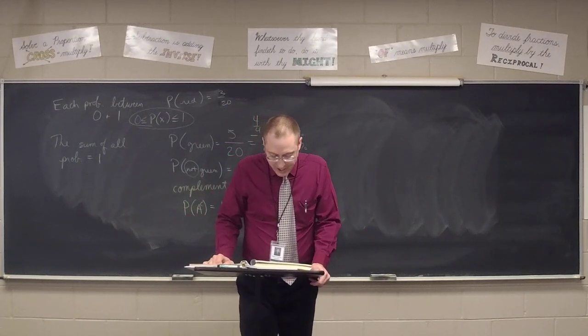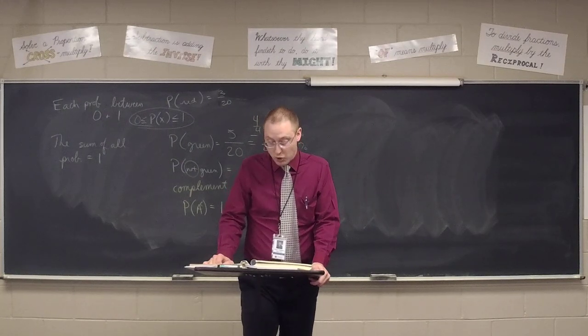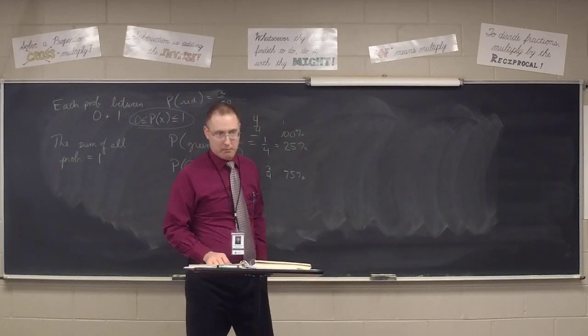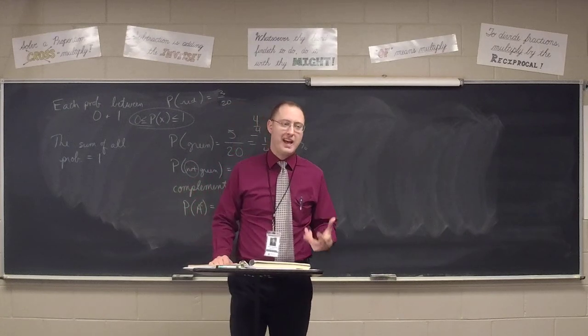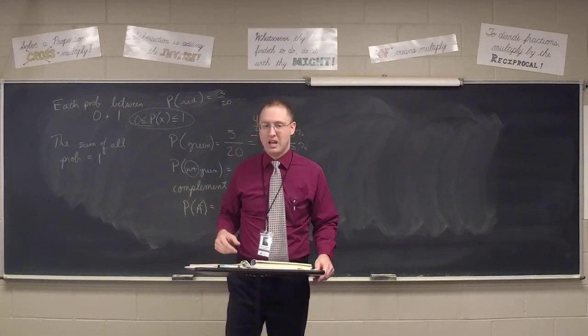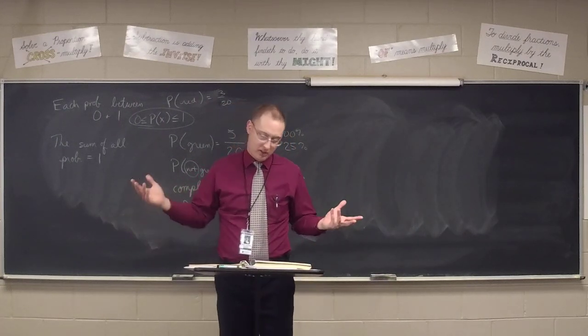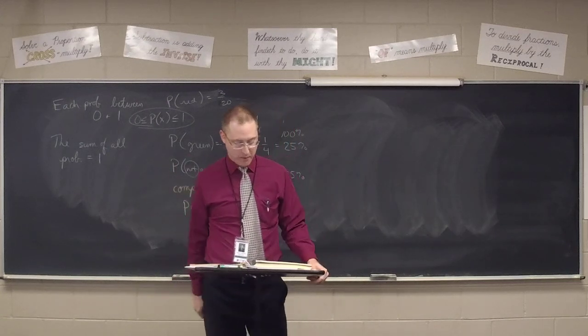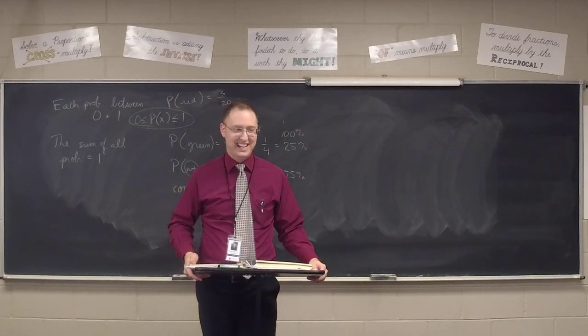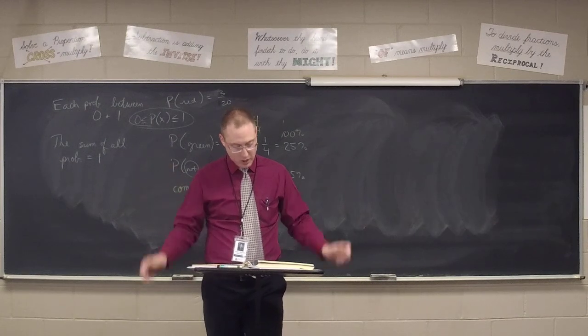Question number one, what is the name for any group of one or more outcomes? It's an event, okay? An event is that group of outcomes. The probability of an event occurring is the technical, mathy-sounding name for something happening, all right? An outcome is called an event.